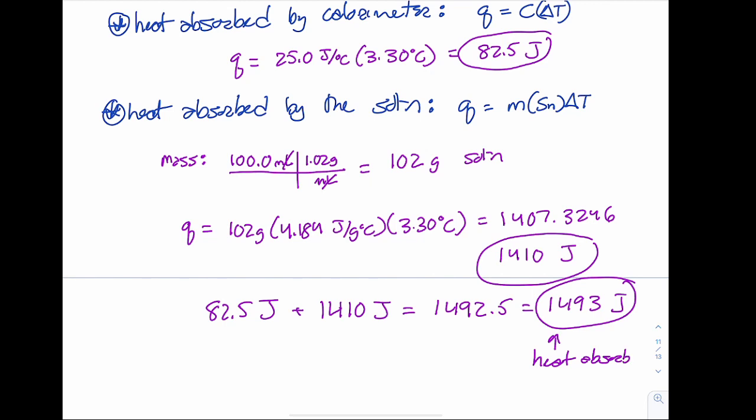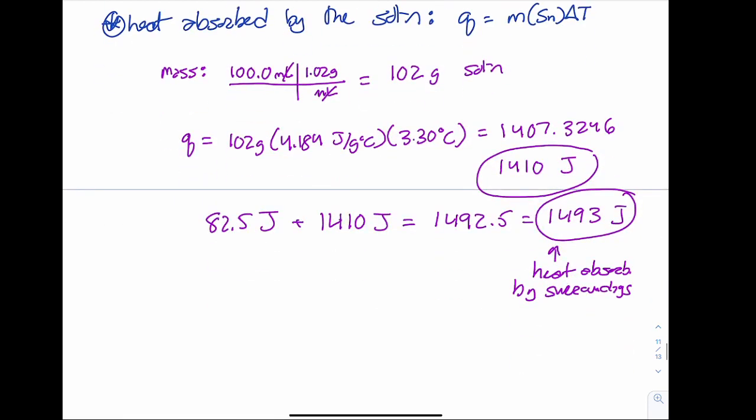So this is my heat absorbed by the surroundings. I'm simply going to put a negative sign in front of it, and that's going to be the heat that I'm releasing by my system. So I have a negative 1493 joules. I am going to convert that to kilojoules by moving my decimal place over, so negative 1.493 kilojoules of heat released.